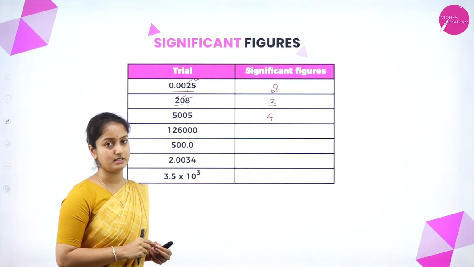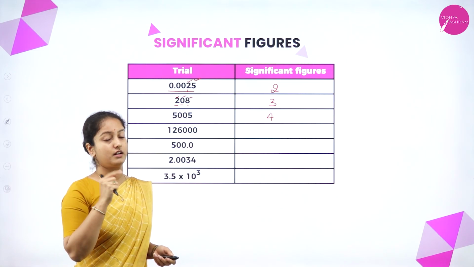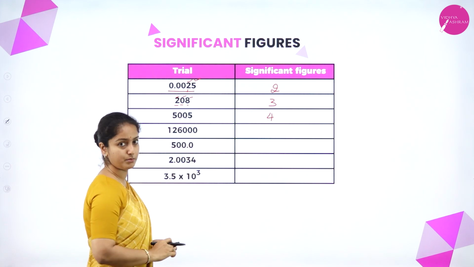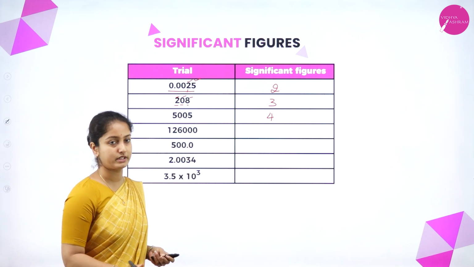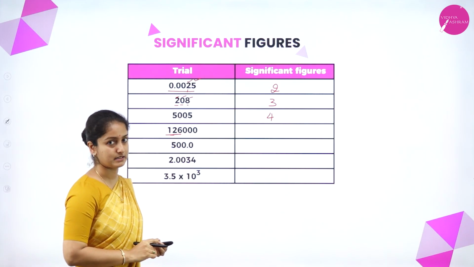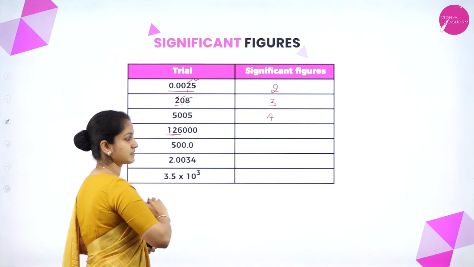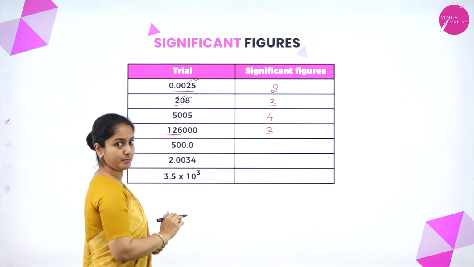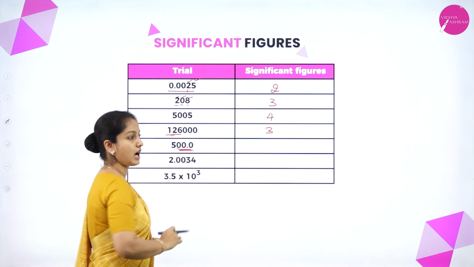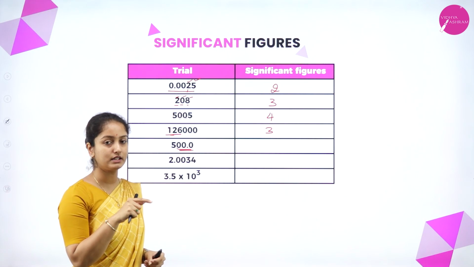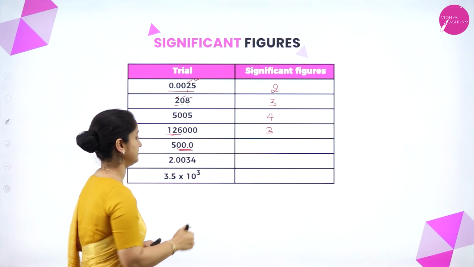Now, the next number is 126000. Trailing zeros with a decimal are significant, but here there is no decimal. So, trailing zeros without a decimal are not significant. You have to consider only non-zero digits, that is 1, 2 and 6. So, there are 3 significant figures. Here in this example, these 3 zeros are trailing zeros, but there is a decimal. So, all 3 zeros are to be counted.